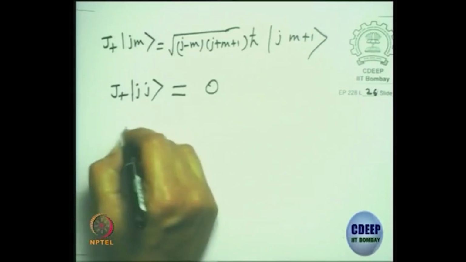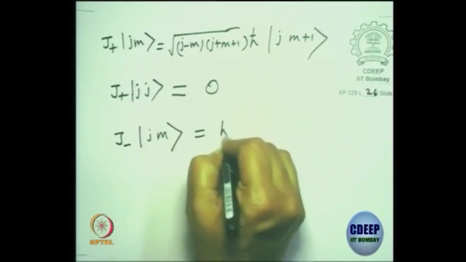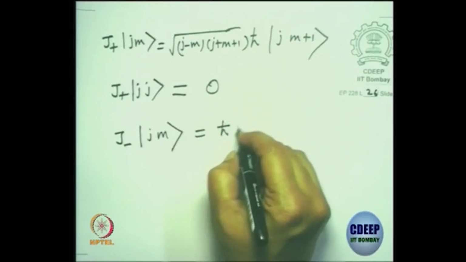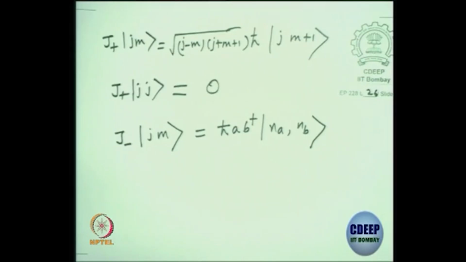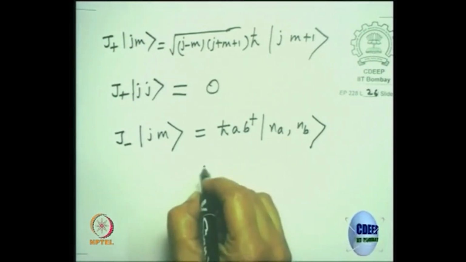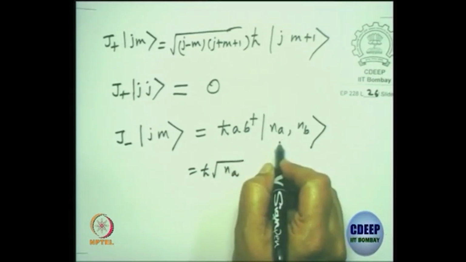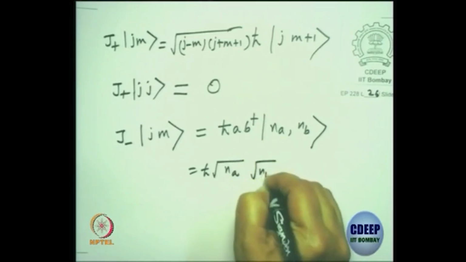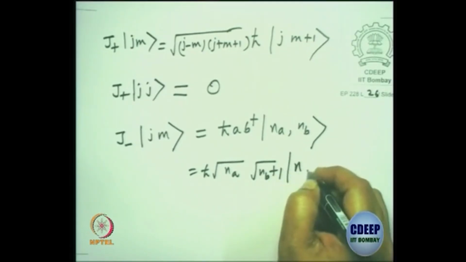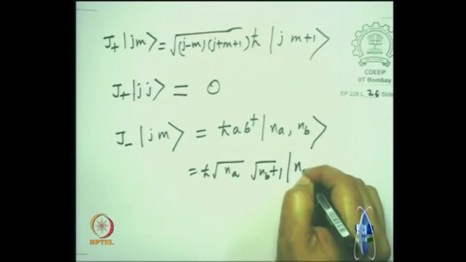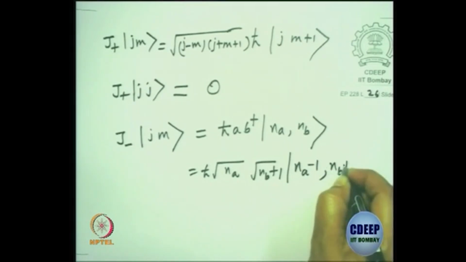Redo the same thing for J minus. Can you do the same thing for J minus? All of you, what is the operator for that? A B dagger on Na and Nb. We will substitute later. What happens? A will give you root Na, B dagger will give you root Nb plus 1, and state Na will shift to Na minus 1, and Nb will shift to Nb plus 1.